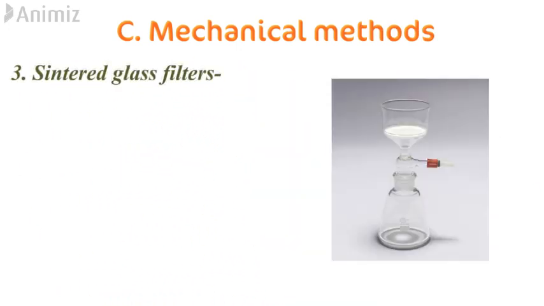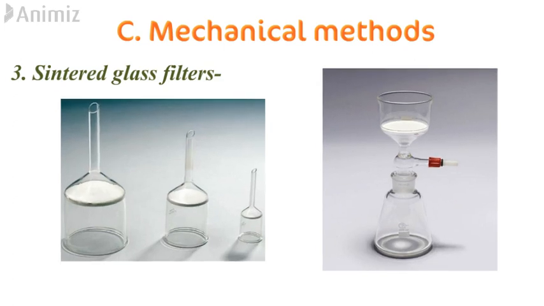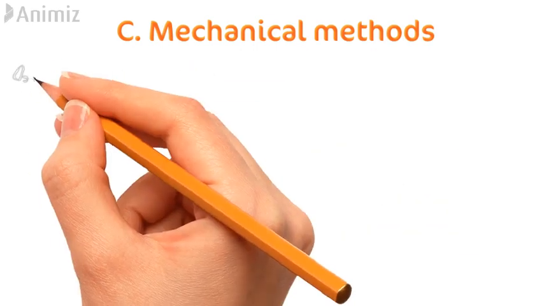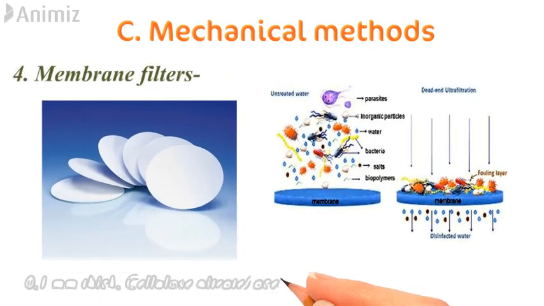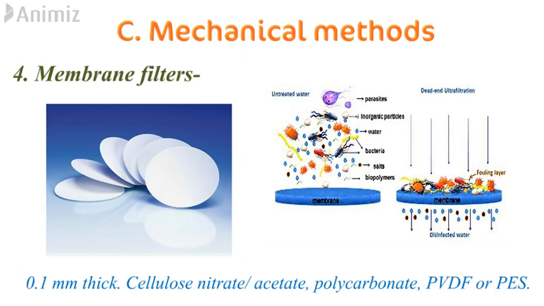The third type of filters are called sintered glass filters. They are made up of borosilicate glass. They come in a variety of pore sizes and hence are accordingly numbered. The funnels used for bacterial filtration are of number 5 or 3. And the fourth type, membrane filters. They are 0.1 mm thick and are made up of cellulose derivatives like cellulose nitrate, cellulose acetate, polycarbonates, polyvinylidene fluoride, and polyether sulfone.